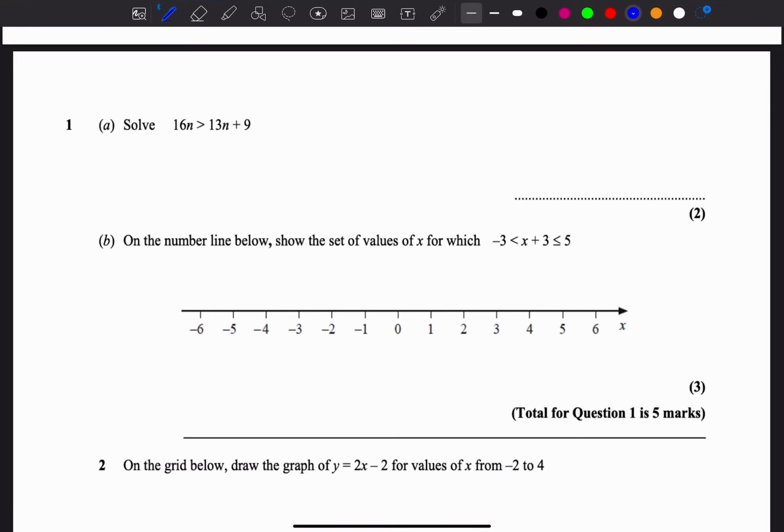Okay. So this is a calculator paper. So what do we have here? We go 13 and 16. So take away the 13n to this side. It's a positive, so take away 13n. That's 3n. Same sign, greater than 9. n, keep the same sign. 9 divided by 3 is 3. That's it. Always keep the same sign unless you're dividing by negatives.